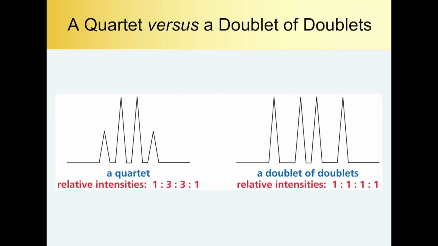There is a distinct difference between a quartet and a doublet of doublets. On the left, you have a quartet, and on the right, you have a doublet of doublets. You can see in the quartet that the peak intensities are in the ratio 1:3:3:1, whereas in a doublet of doublets, all of the peaks are of the same intensity, represented by 1:1:1:1. Okay, so you can obviously note the difference between a quartet and a doublet of doublets.